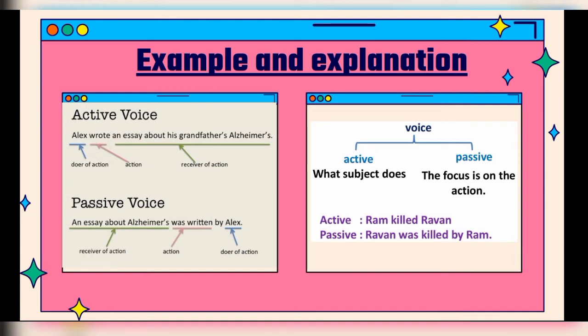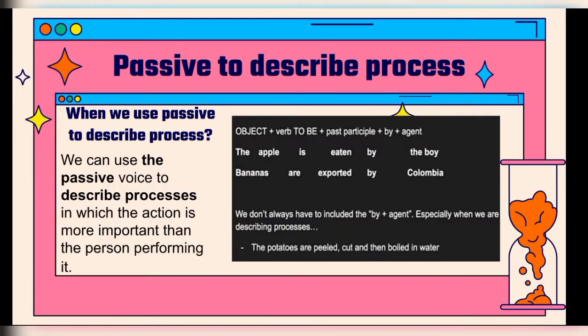So example, the active is Ram killed Ravan. So passive, Ravan was killed by Ram. So Ravan was killed by Ram, it talks about the receiver of action. But active, it talks about the doer of the action. We can use the passive voice to describe process in which the action is more important than the person performing it.